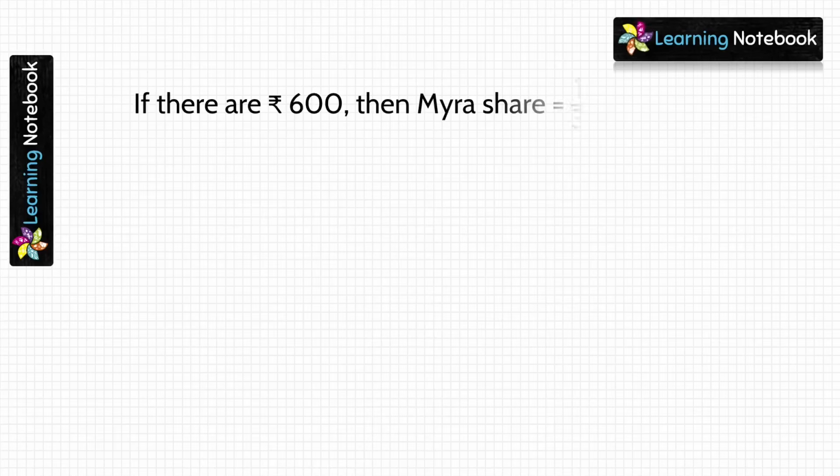So in this way, if there are 600 rupees as given in the question, then Myra's share will be 1 by 3 multiplied by 600. Simplify it and we get the answer as rupees 200. So it means out of 600 rupees, Myra will get rupees 200.